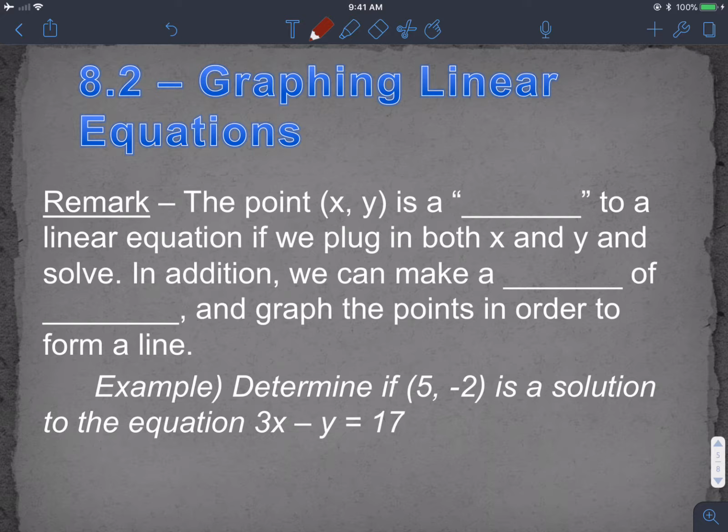The point x comma y is a solution to a linear equation if you plug in both x and y and solve it. In addition, we will make a table of values and graph the points in order to form a line.